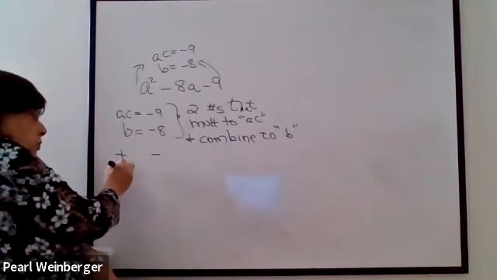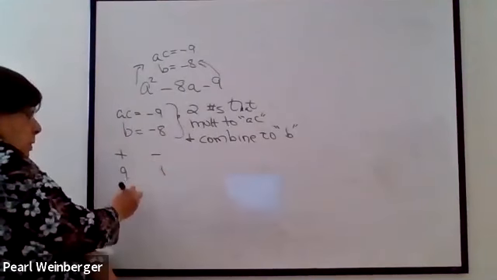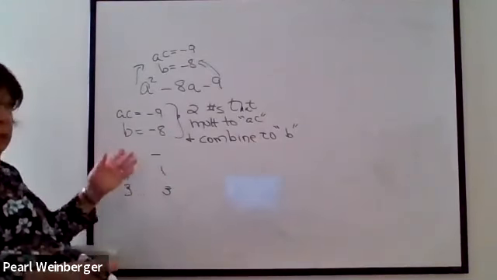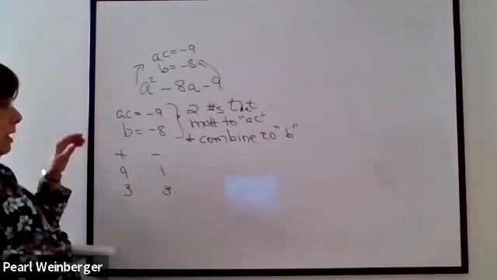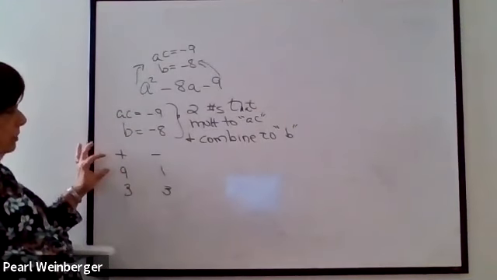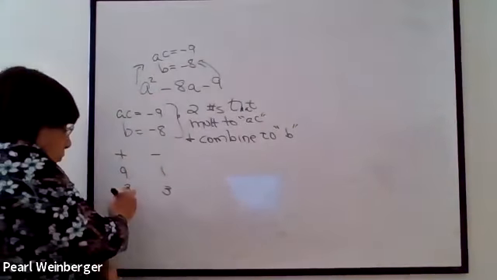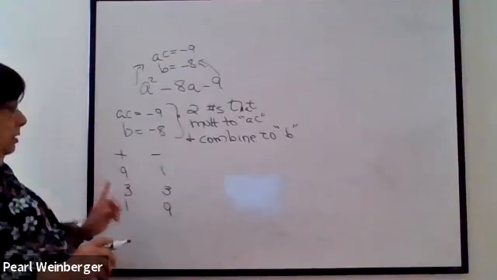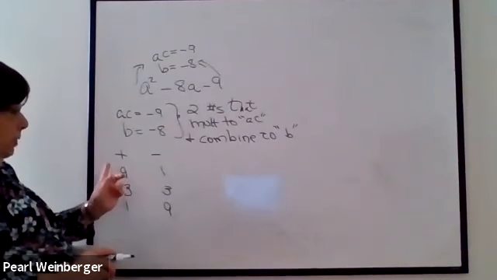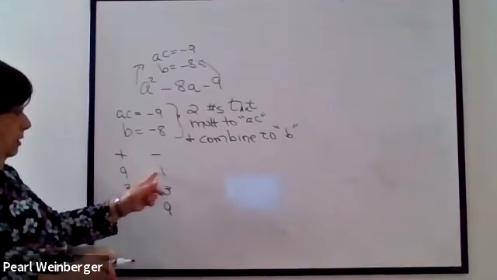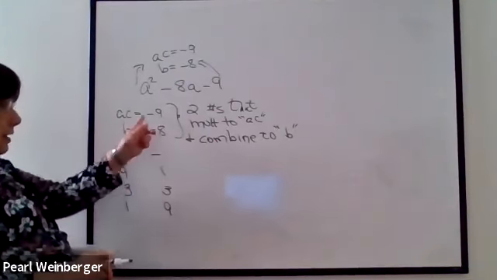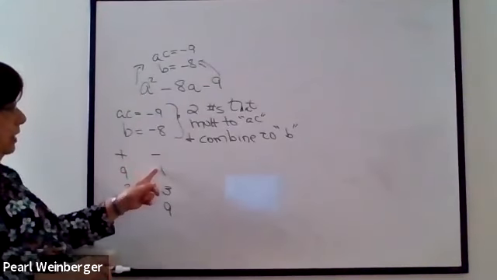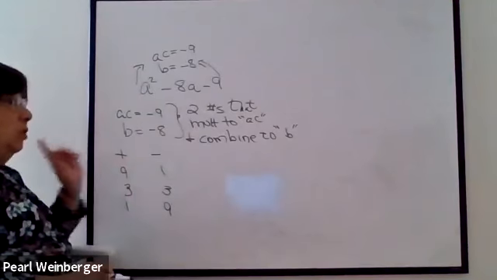So it could be 9 and 1, and it could be 3 and 3. And that's basically it. Except that it could also have been 1 and 9. Let's think about it. When I multiply positive 1 times positive 9 times negative 1, I get negative 9. But when I combine positive 9 and negative 1, I get positive 8. Now, I didn't want positive 8.